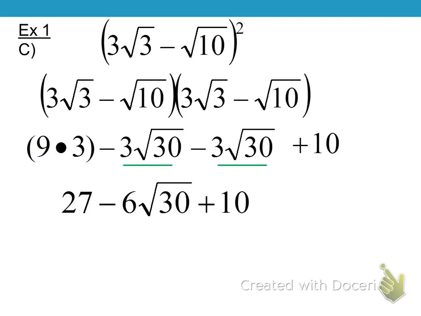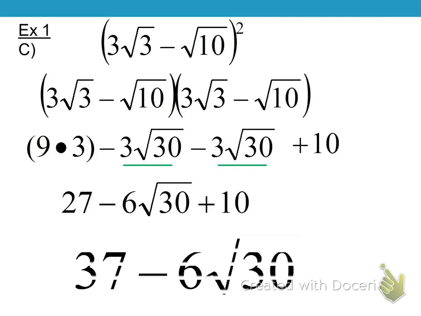And now I can combine the 27 and the 10. So what do I get? 37 minus 6 square root 30. Very good. That's a lot of work. It is a lot of work.